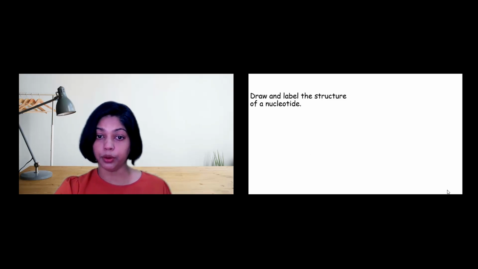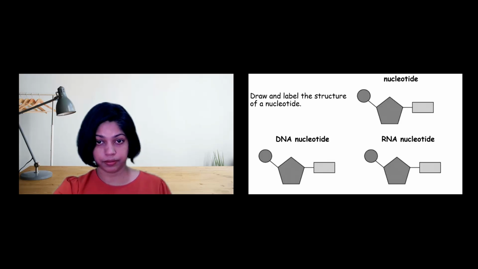When you are required to draw and label a nucleotide, you must read the question carefully to check whether you need to draw a general nucleotide, DNA nucleotide, or RNA nucleotide. You must draw a circle to represent the phosphate group and draw a pentagon to represent the sugar. But you can draw any shape to represent the nitrogenous base.